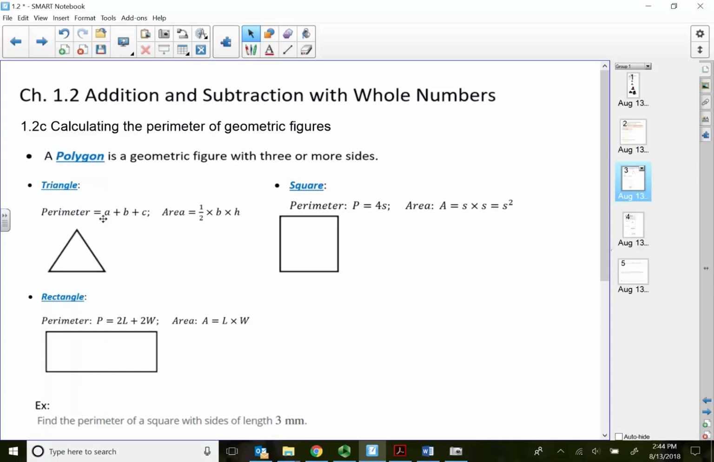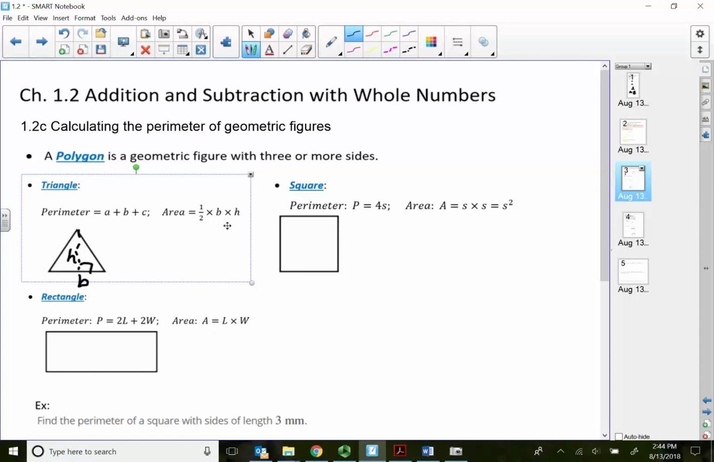So to find the perimeter of a triangle, we normally add up all three sides, label them A, B, and C. And to find the area of a triangle is normally half times base times the height. So for a triangle, we normally have a base and the height. And the height and the base is always going to be perpendicular. So half times base times height will give me my area.